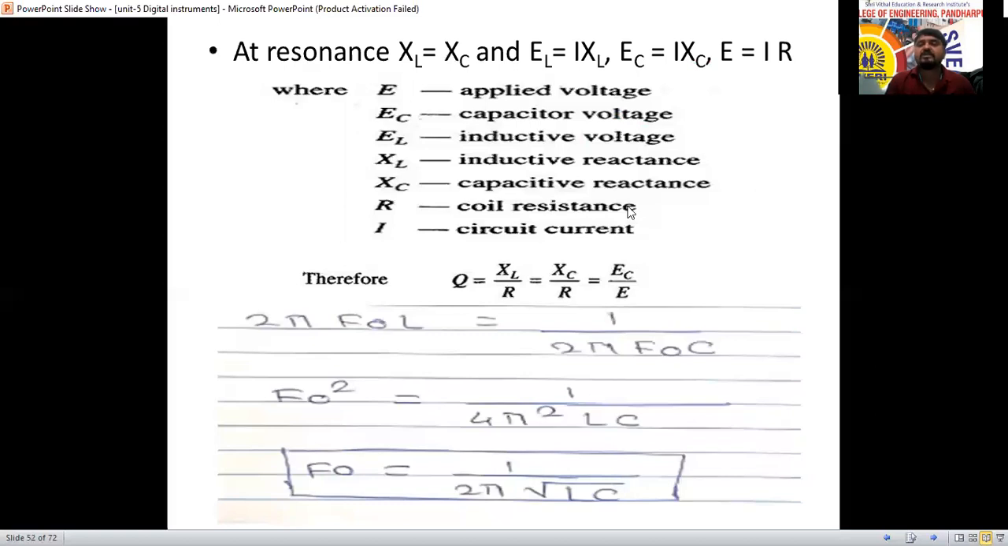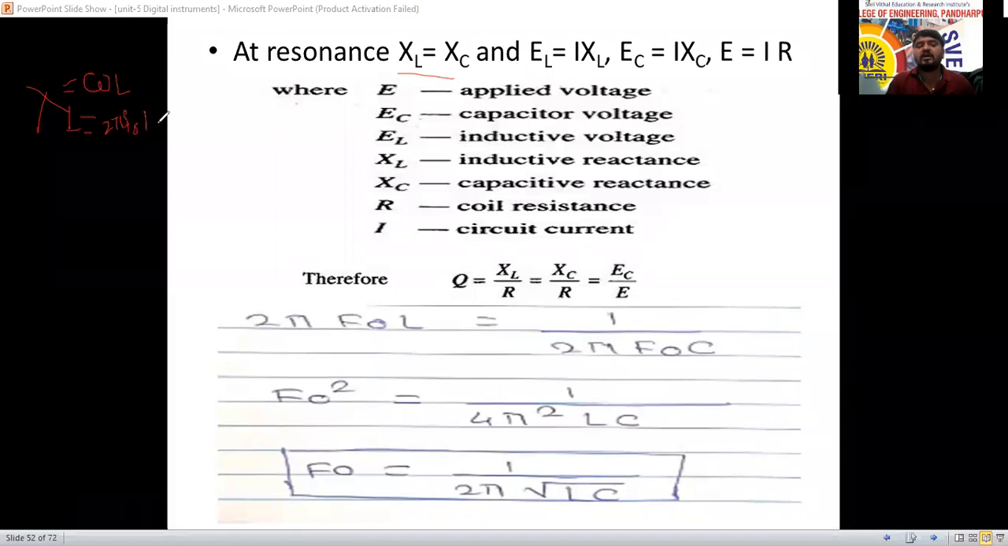Under resonance condition, XL equals XC, we already know that. What is the formula for XL? XL equals omega L. Omega is the angular velocity, that is 2 pi f. We are going to consider 2 pi f naught L here.